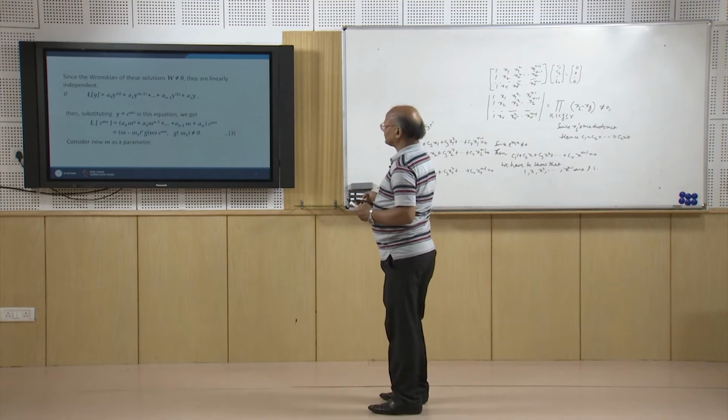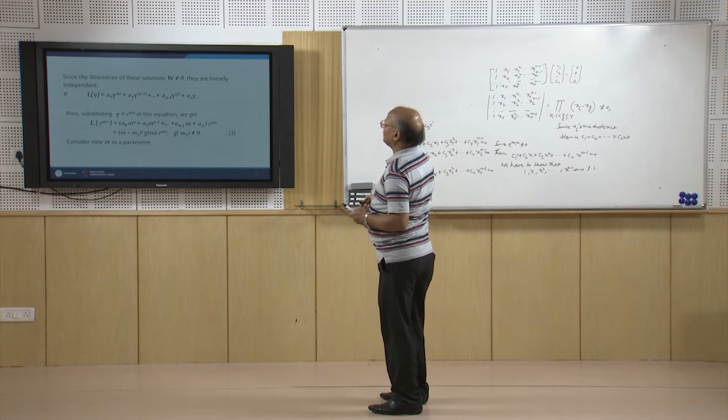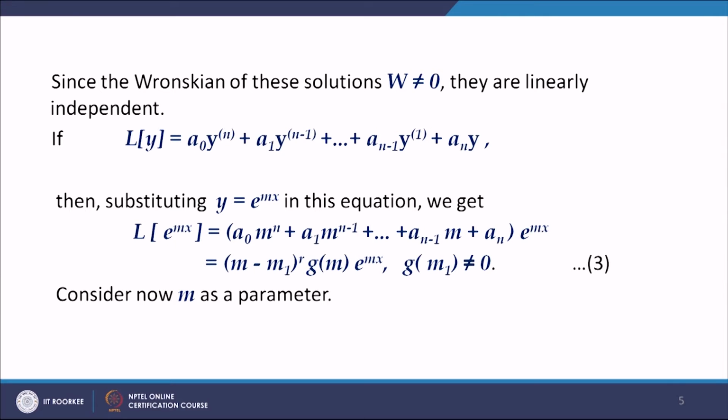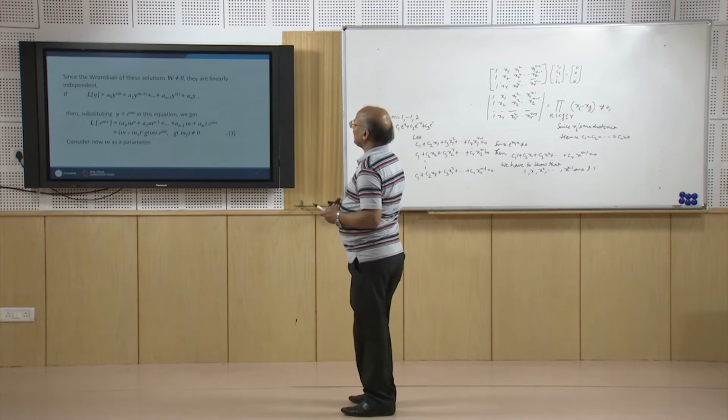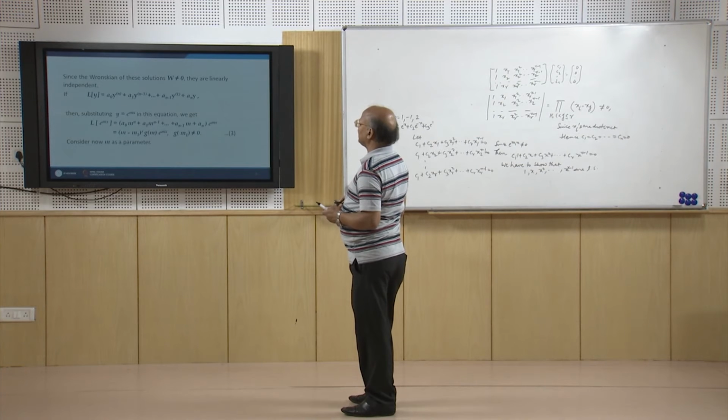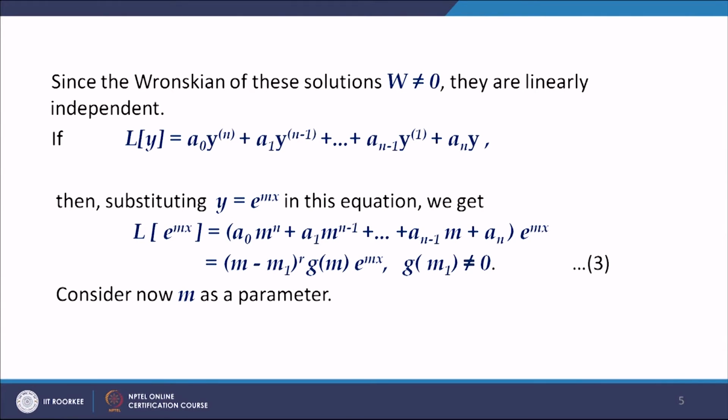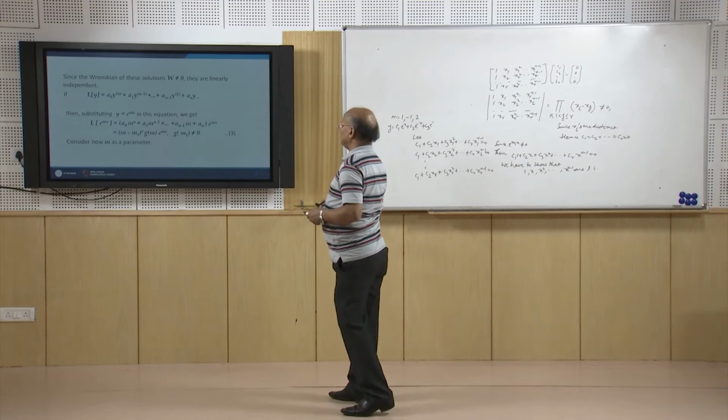Now, let us define the left hand side of equation 1 by Ly. If we put y equal to e to the power mx in this, then L of e to the power mx will be equal to A0 m to the power n plus A1 m to the power n minus 1 and so on, plus An, into e to the power mx. Since m1 occurs r times as a root of this characteristic equation, this can be written as m minus m1 to the power r into g(m) into e to the power mx, where g(m1) is not equal to 0, and e to the power mx is never 0.